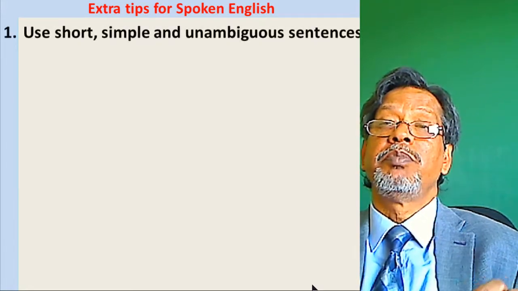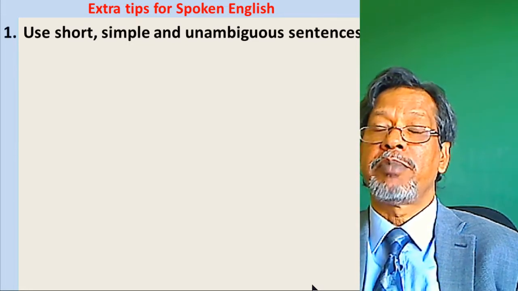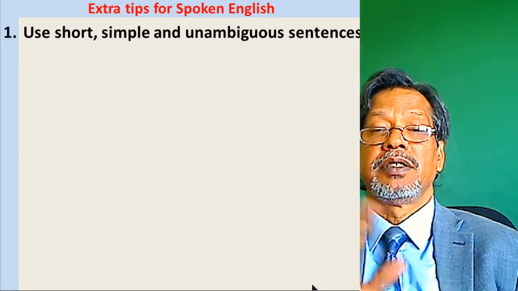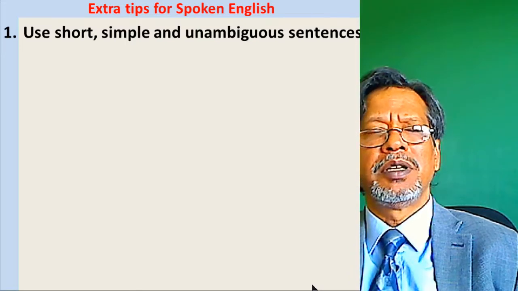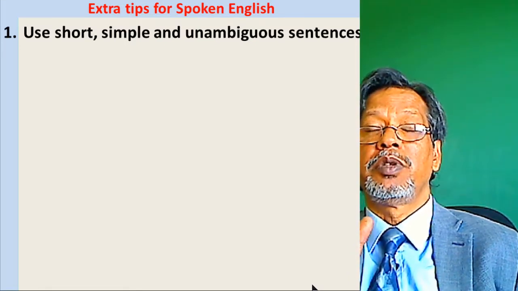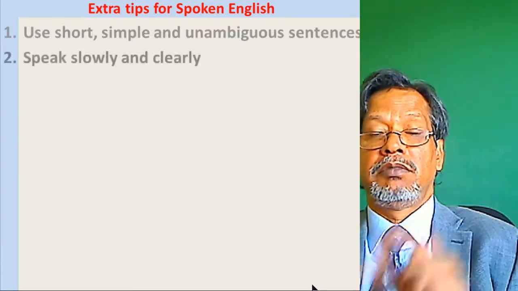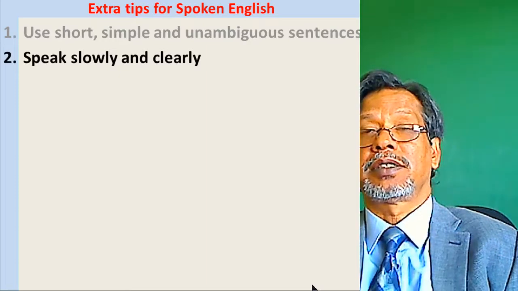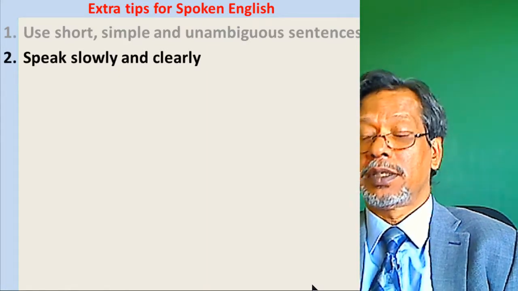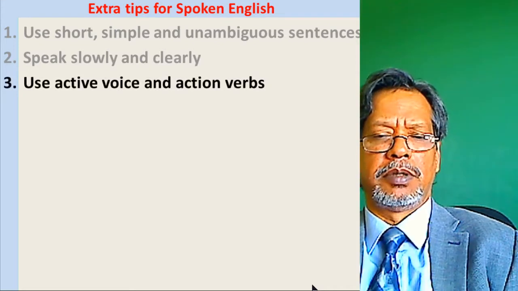Use short, simple, and unambiguous sentences. I have difficulty pronouncing unambiguous. Sentences with double meaning are confusing. Don't do that. Don't make sentences too complicated. Short, simple sentences with one meaning. Finished. Okay? Then you start with the next sentence. Speak slowly and clearly. That's very important.